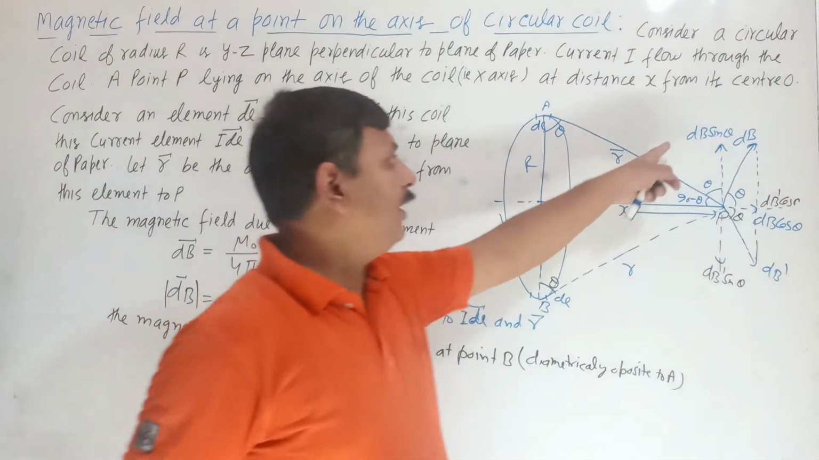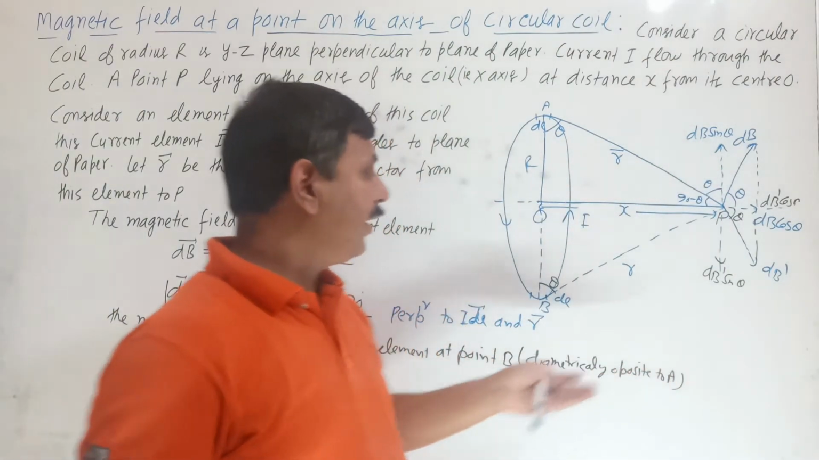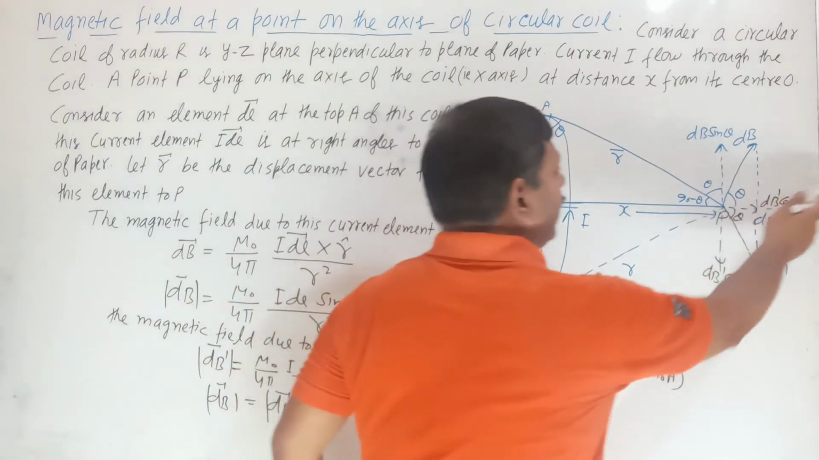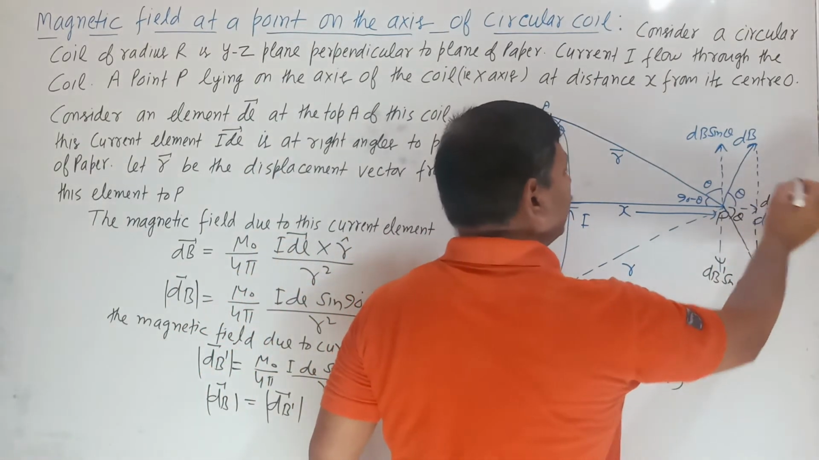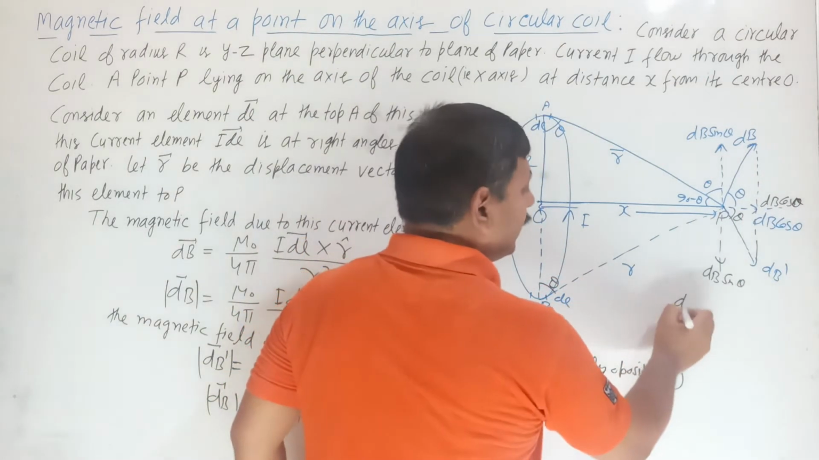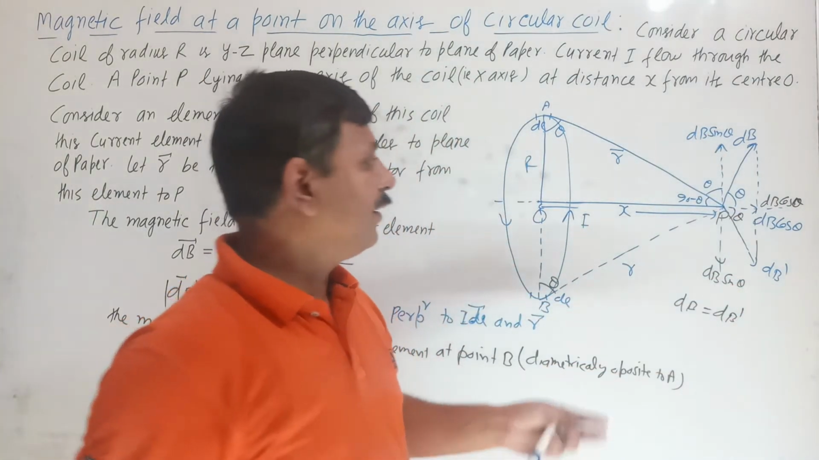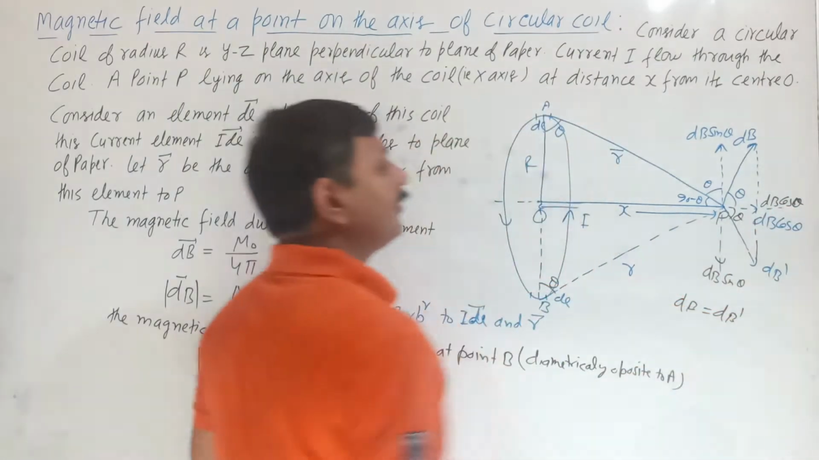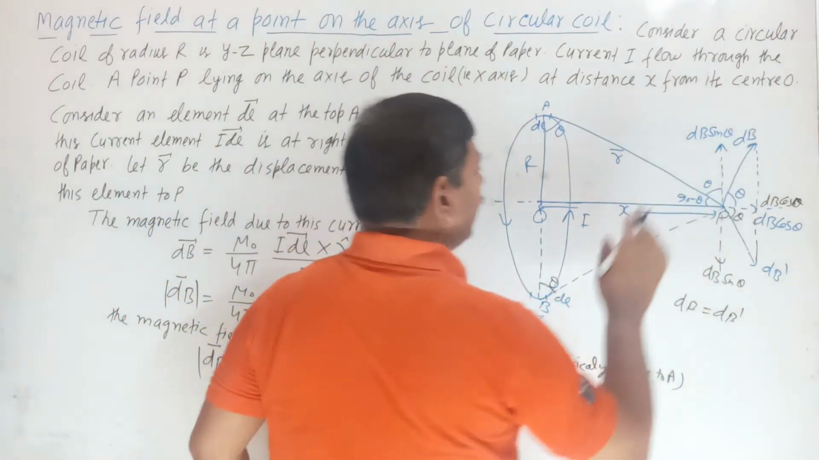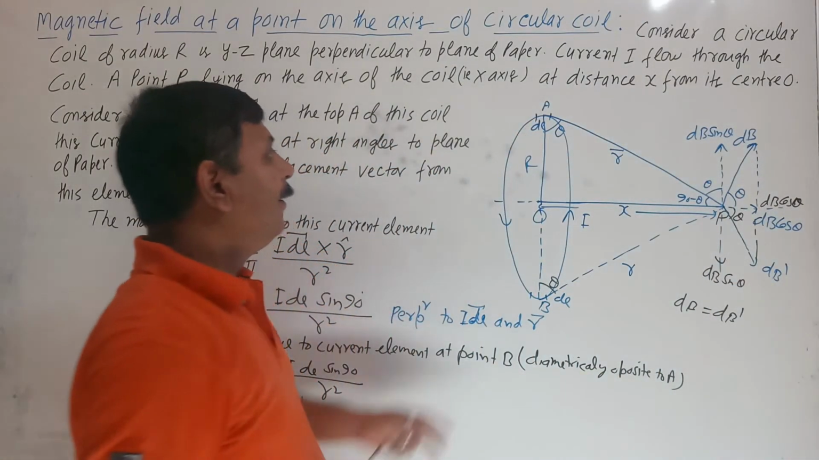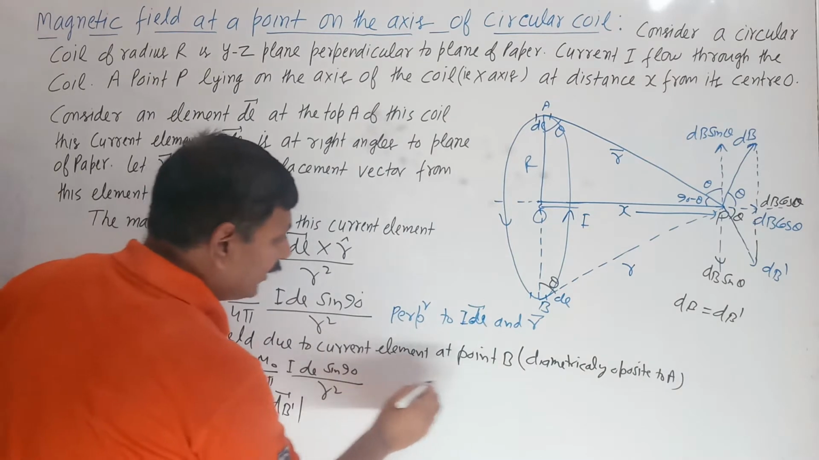So see here, dB sin theta and dB dash sin theta are opposite, so they will cancel each other. Only dB cos theta remains, because the magnitude is the same, so dB dash cos theta is also written as dB cos theta. Here also the magnitude of dB and dB dash is the same, so the dB sin theta components will cancel each other. Only dB cos theta along the axis will be the resulting magnetic field intensity, or induction, due to these diametrically opposite current elements.